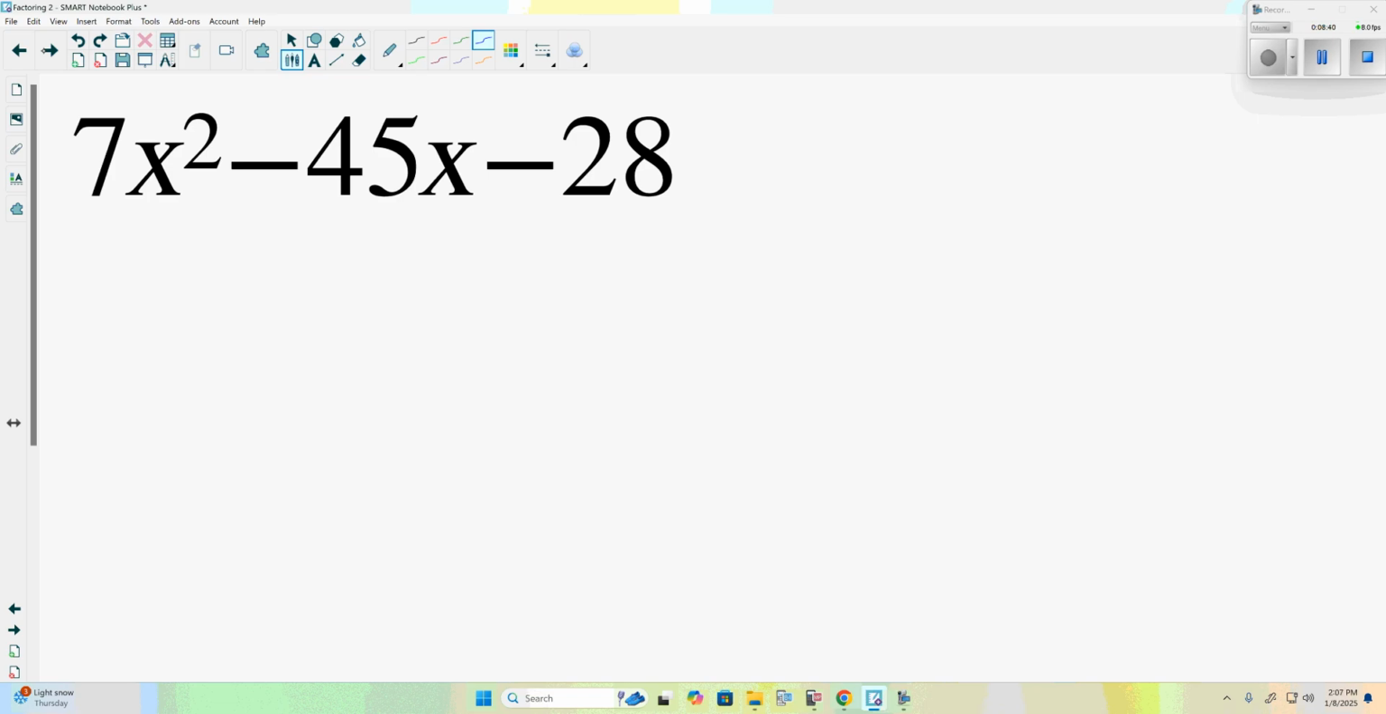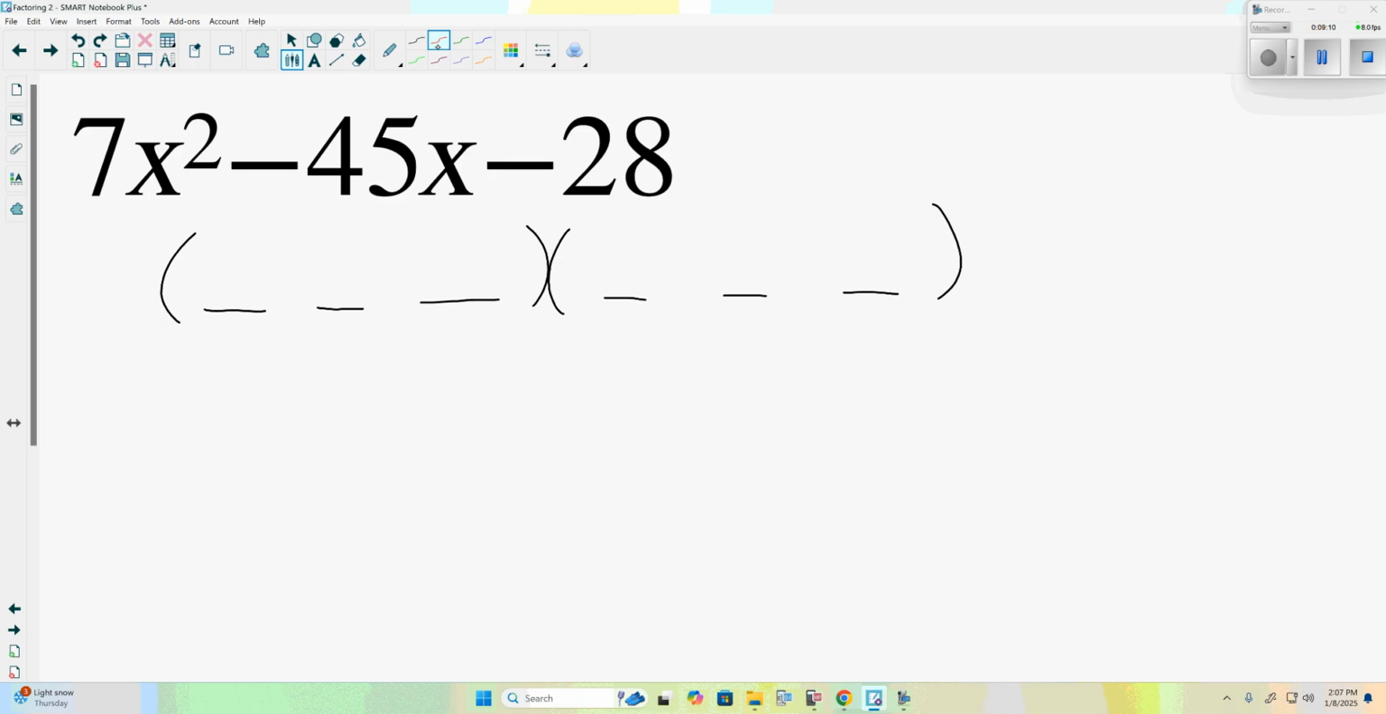7x squared minus 40x, 45x minus 28. Is there a greatest common factor between these three terms? 7 and 28 does have a greatest common factor of 7, yes? But unfortunately, 7 won't go into 45. So there is no greatest common factor here. So we'll have our two sets of parentheses with three spaces.